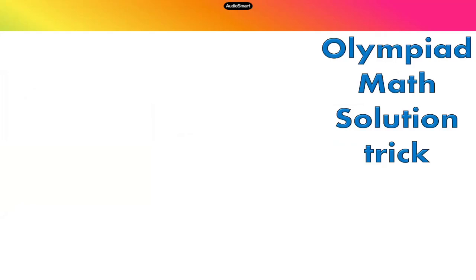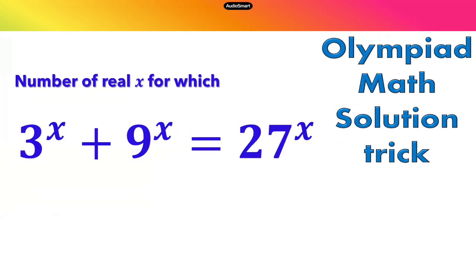Welcome to my lecture. Today we are going to solve one problem related to Olympiad mathematics. Here the problem is: find the number of real x for which this equation holds: 3^x + 9^x = 27^x. This problem is in this particular format, but the method can be applied for any number. So let's start.